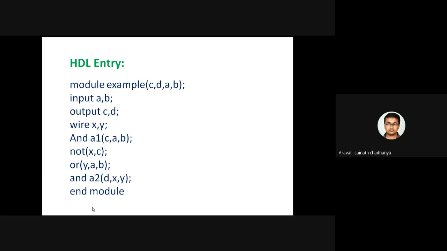Now AND A2, that means the second AND gate I am using in the design. I am going to name it A2. So D comma X comma Y. The inputs for your second AND gate are X comma Y, and the output is D. So my primary inputs are A comma B, and the primary outputs are C comma D.